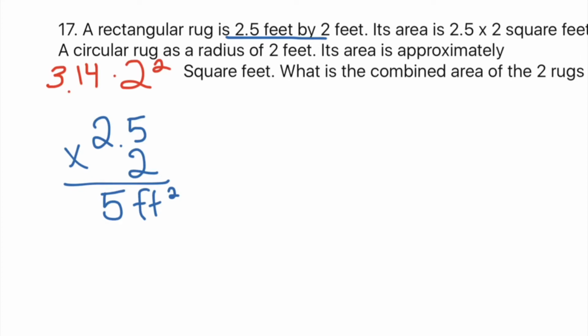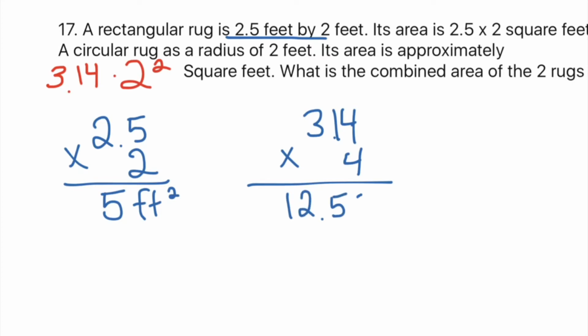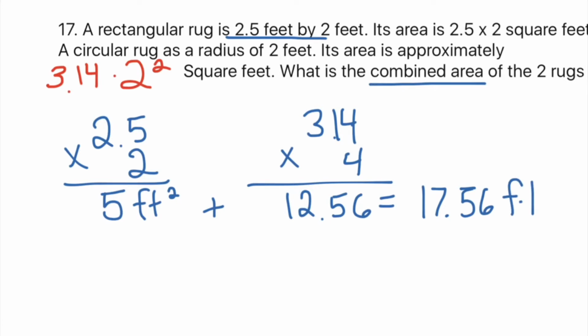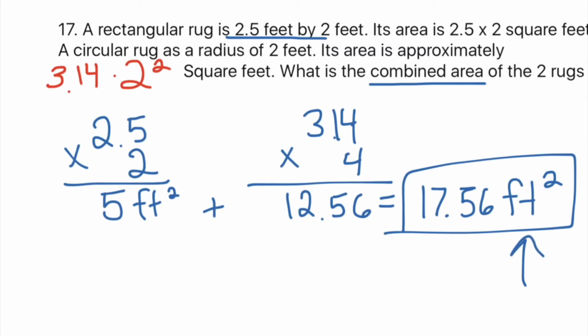And then for our circular one, we have 3.14 times 2 squared, or 4, and that's going to be 12.56. They want to know the combined area, so we just have to add these two together, which is going to be 17.56 feet squared. Don't forget your units too. Super important. Remember, area is always going to be squared.